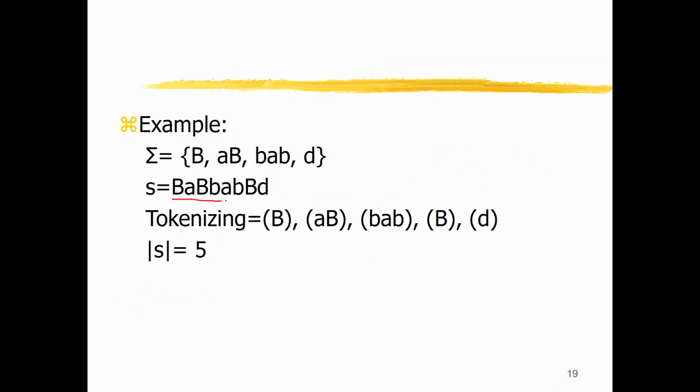If we have this string, normally people will mistakenly write 1, 2, 3, 4, 5, 6, 7, 8, a length of 8. However, if you map them to the alphabet, this is 1, this AB is 2, this BAB is 3, this B is 4, and this D is 5. So what you have to do is make the tokens for the relevant strings. Once you identify the tokens, then you can know the length of the string. So there are around 5 tokens, so you can put it as length 5.